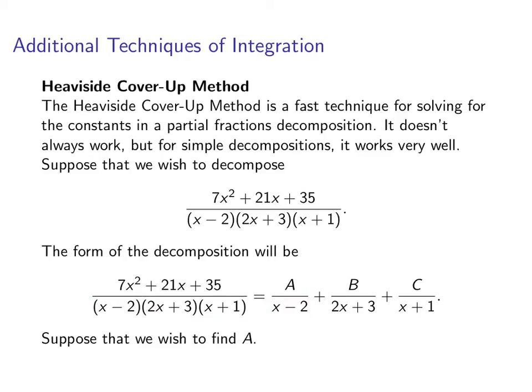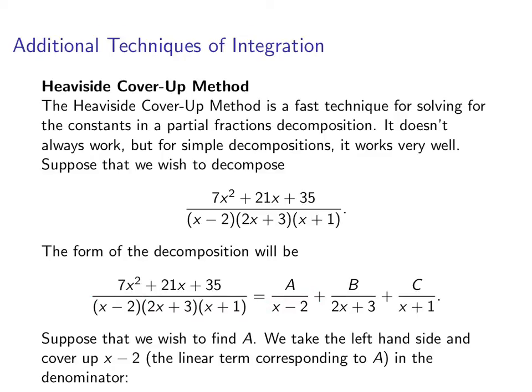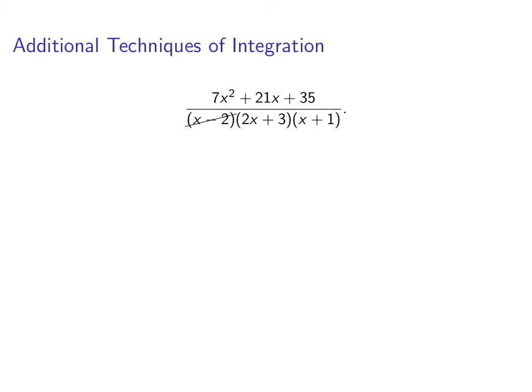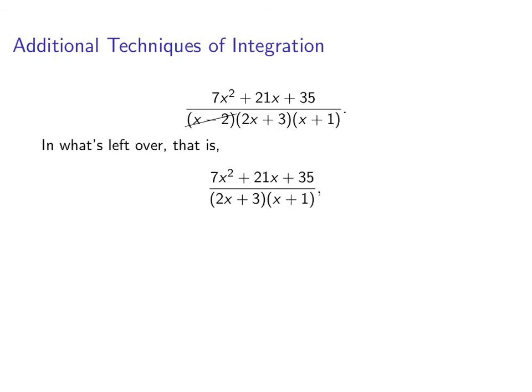Okay, we're going to find a. So we cover up the x minus 2, so it looks like that. Well, that's not a very good cover. All right, let's cover it up. Gone. So the leftover piece looks like this, with the x minus 2 missing.